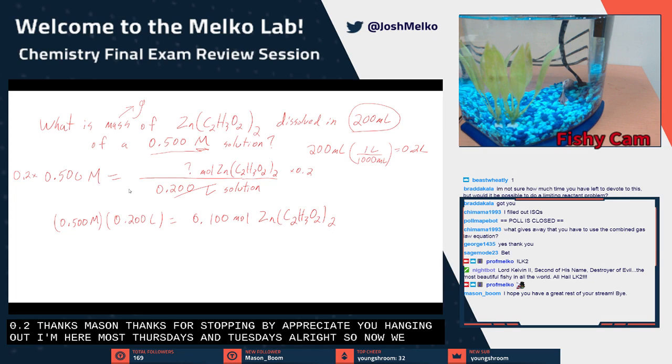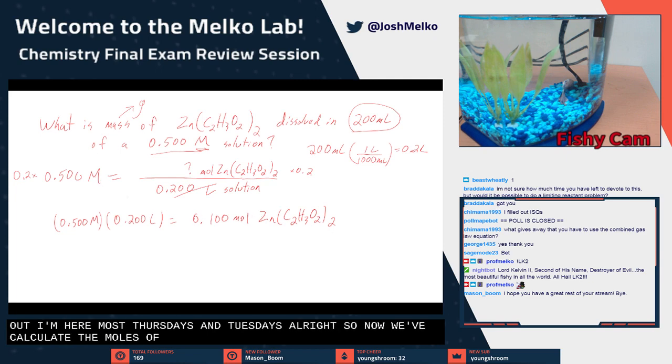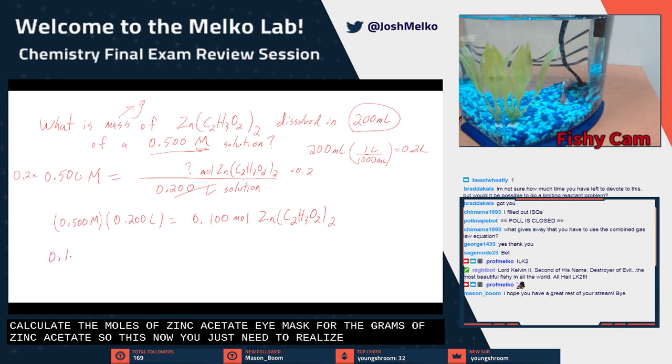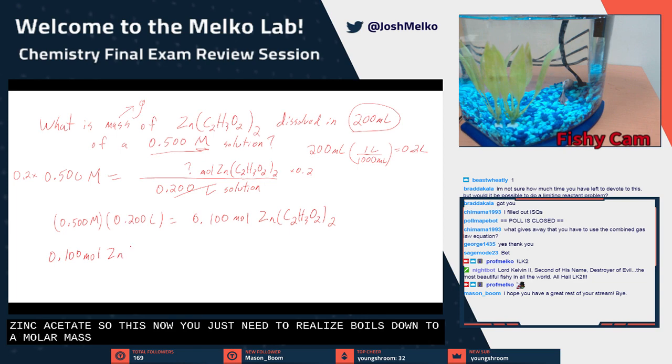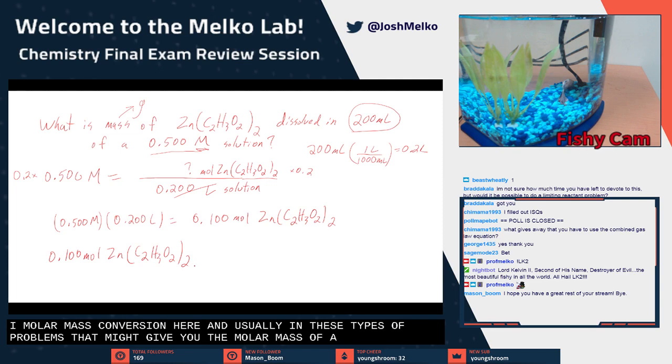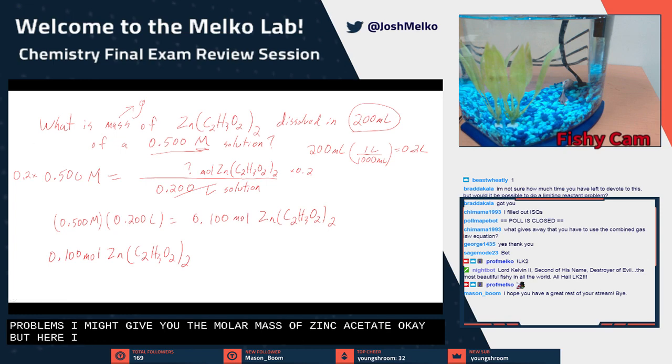All right, so now we've calculated the moles of zinc acetate. I'm asked for the grams of zinc acetate, so this now just boils down to a molar mass conversion. And usually in these types of problems, I might give you the molar mass of zinc acetate, but here I don't, so you have to add it up for yourselves.